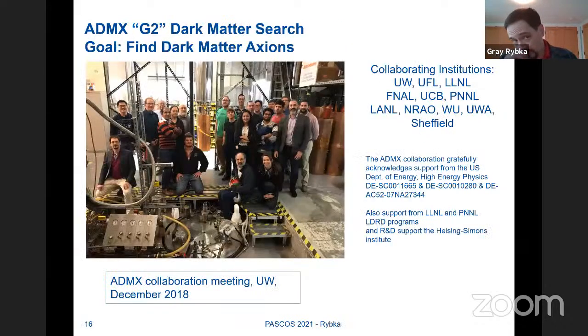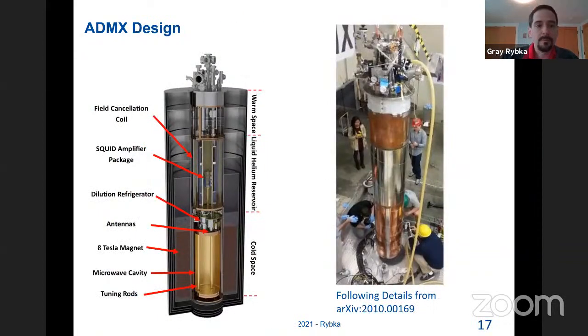So I'm going to tell you about my experiment, ADMX. Right now it's called ADMX-G2, our current incarnation. There's a picture from long ago when we didn't all wear masks. It's a worldwide collaboration, and we are looking to find the axion. And our experiment looks like this.